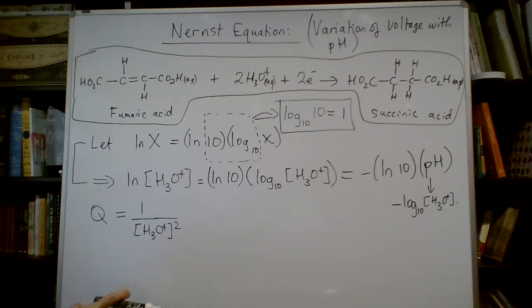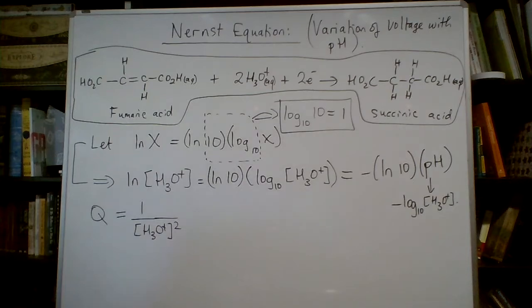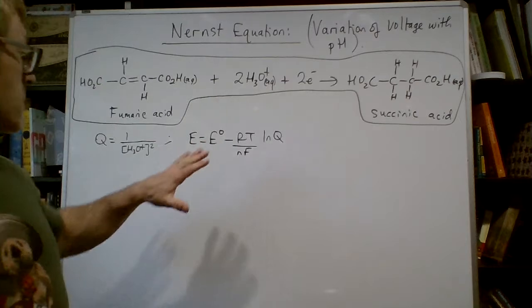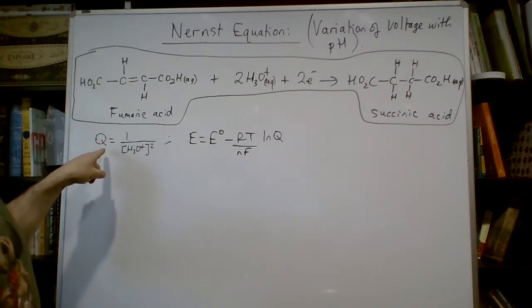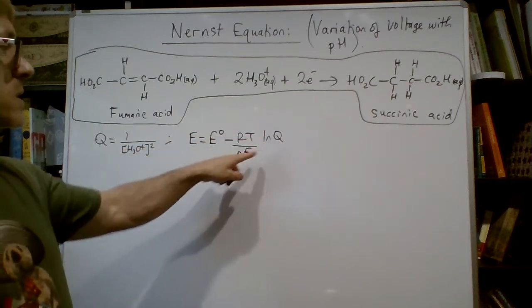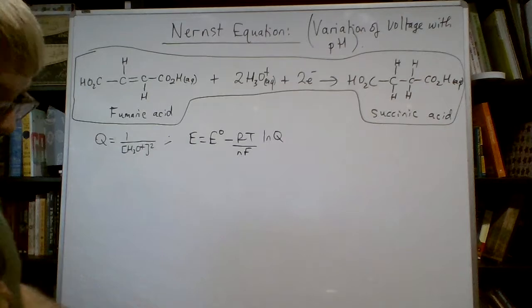So I'm going to clean the board up. We're going to use the Nernst equation. We now have Q, and we're going to plug this Q into our Nernst equation. So I've tidied the board, I've reiterated my reaction quotient, 1 over hydronium squared. I've restated my Nernst equation. I'm now going to insert Q into my Nernst equation.